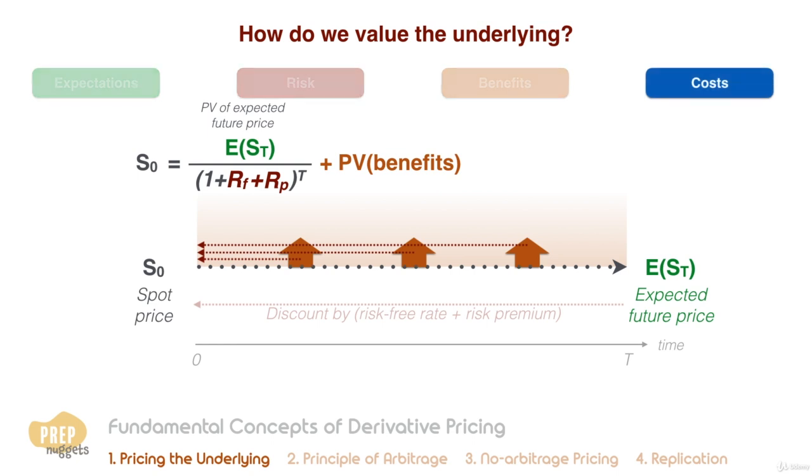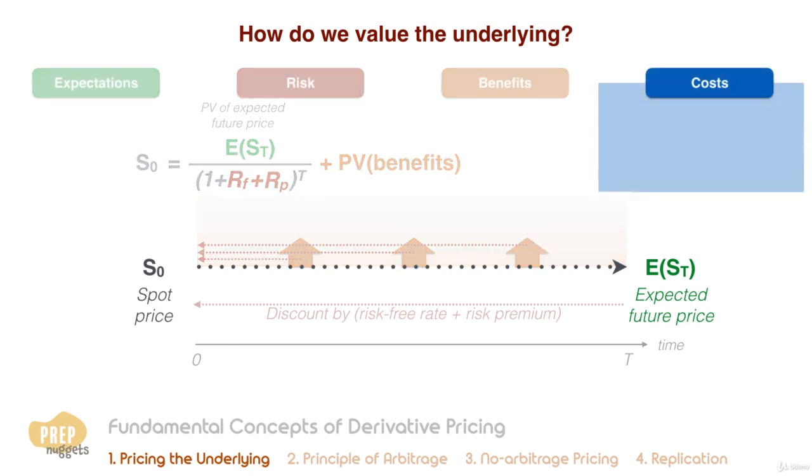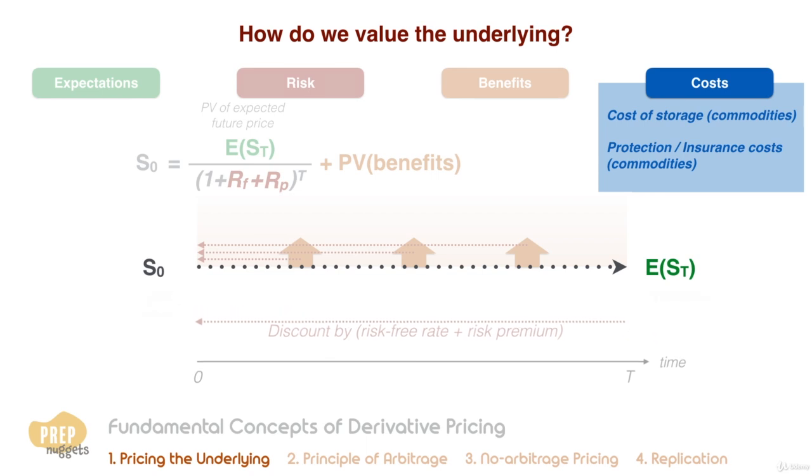Costs of holding onto an asset should also affect its price, particularly for commodities. One cost that is often incurred is the cost of storage. One could hardly own gold, oil, or wheat without incurring some costs in storing these assets. There are also costs incurred in protecting and insuring some commodities against theft or destruction. Depending on the commodity, these costs can be quite significant.